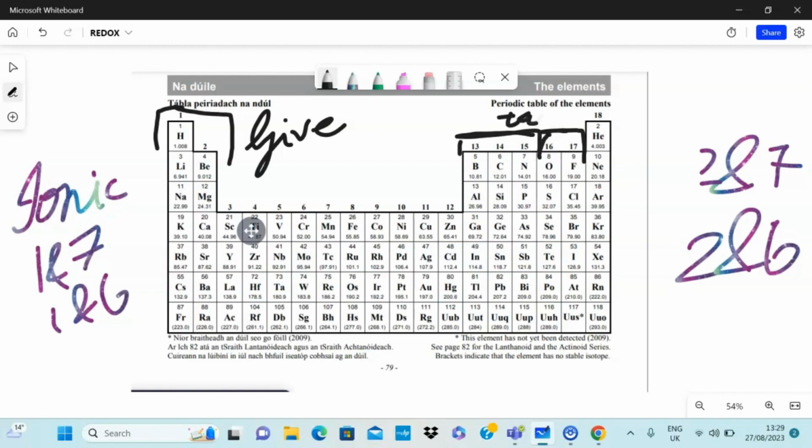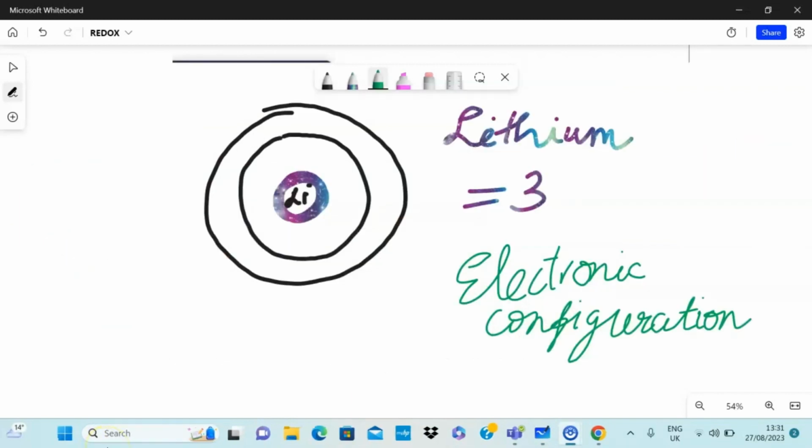These ones want to take, these are the greedy ones. As an example, I have lithium.